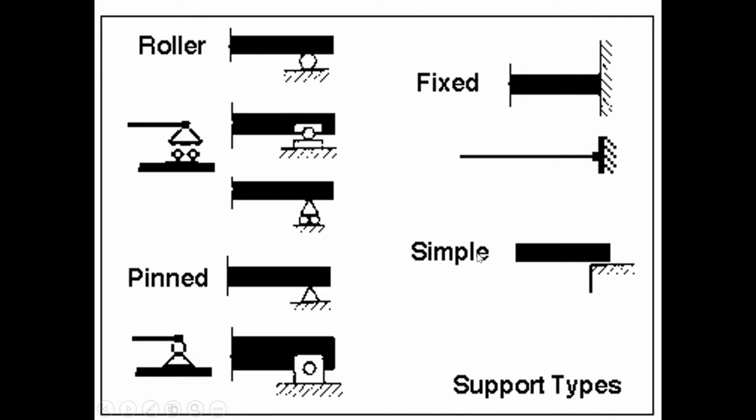Then simple support. The number of reactions in simple support is same as a roller support. So roller support can be placed in an inclined support, but the simple support is always in a horizontal plane. So these are the different types of supports and number of reactions. So now in roller support, number of unknown reactions are only one, pinned supports two, in fixed supports three, and simple support it is one.